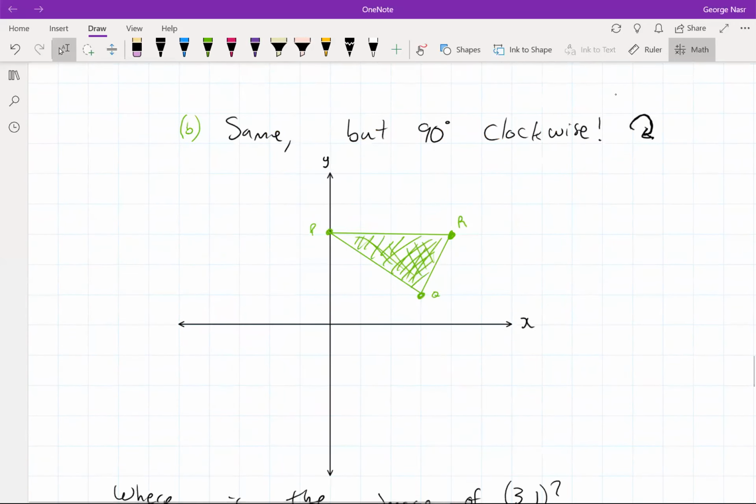So why don't you guys try this one? It's a little bit trickier, but now I want you to rotate by 90 degrees clockwise. Clockwise is like what this little arrow right here is doing. Everything's getting rotated like this, in the direction of the clock. So pause the video now and see if you can do it in 2 minutes.